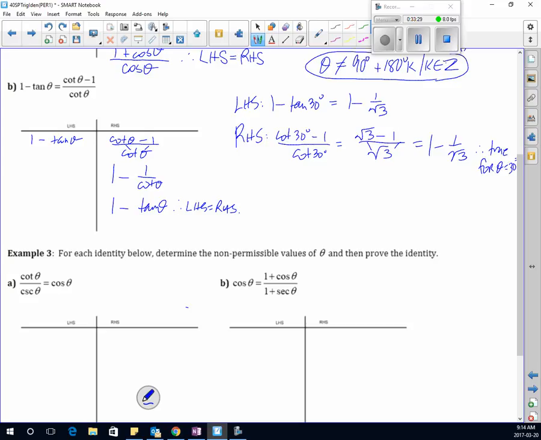Now, technically, in a question, you're not supposed to leave things as two fractions. It's supposed to be one value, but when we're trying to verify that it's true, you're just looking to see if they're the same. Okay, so where is there a potential for non-permissibles? So when cotangent equals 0, so cotangent theta cannot equal 0. Any other ones?